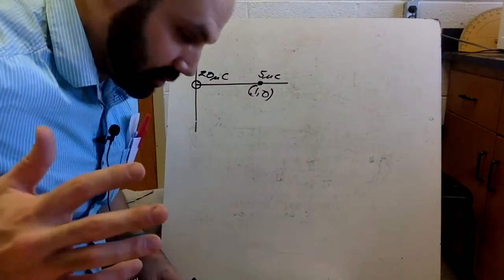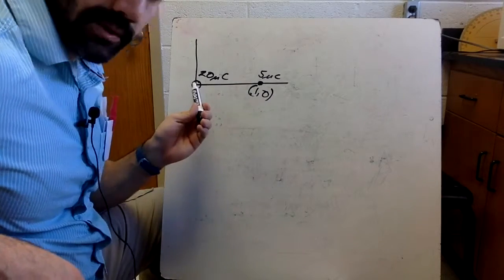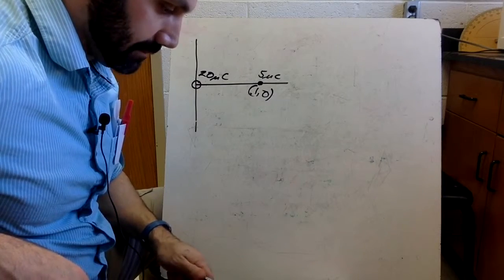So now what we're asking is, what's the place where the electric field created by these two charges, 20 microcoulombs and 5 microcoulombs, both positive, is going to be 0?